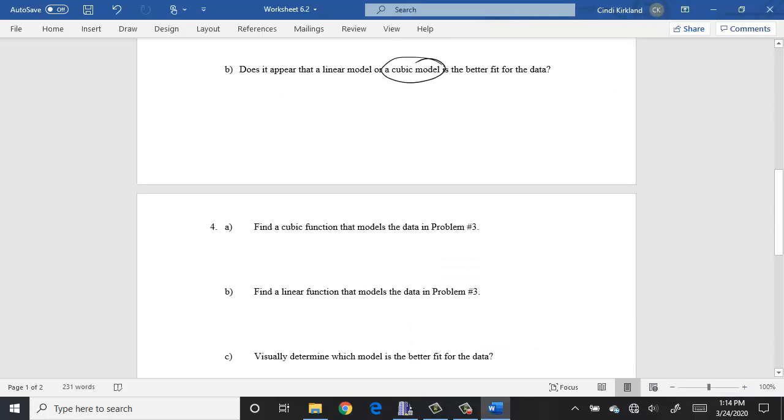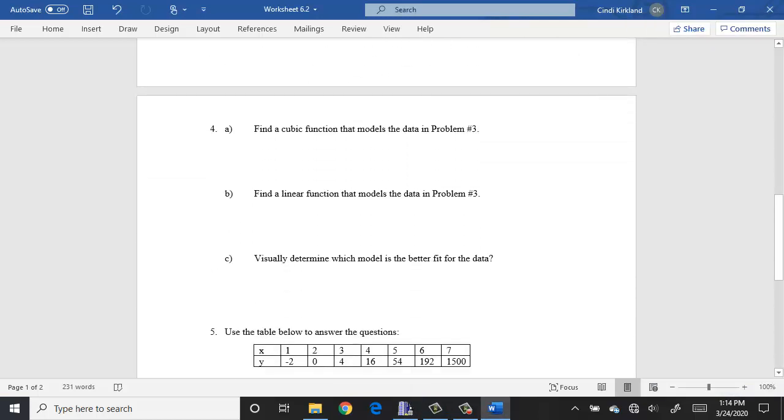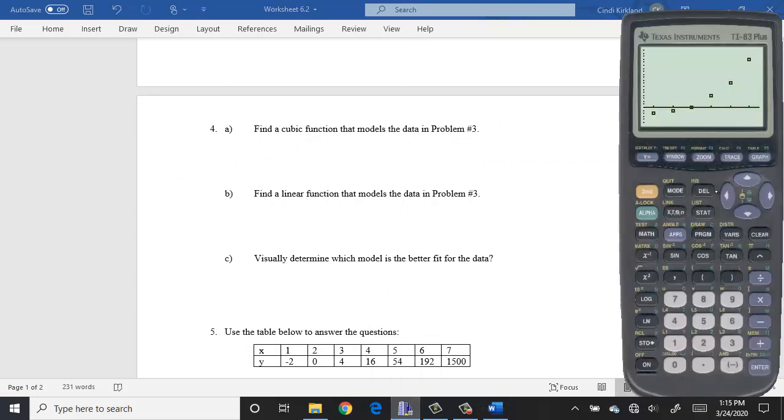Okay, let's go on to the next question. Find a cubic function that models the data. We've got our data already entered in L1 and L2. To find a cubic function, I'm going to go to Stat, over to Calc, and our cubic function is number 6.